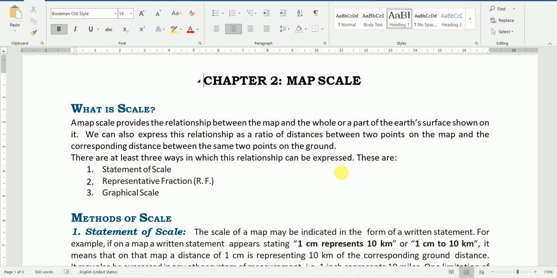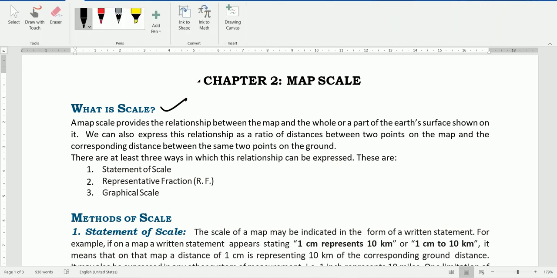So what is a scale? Do you remember? Let us read. A map scale provides the relationship between the map and the whole or a part of the earth surface shown on it. So it means that a map scale shows the relationship between the map and the earth surface.